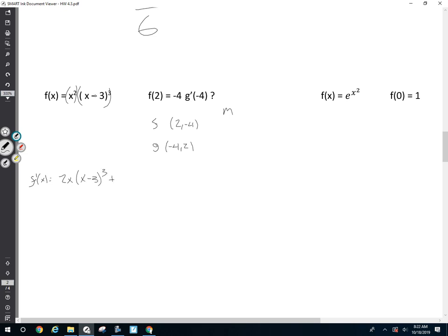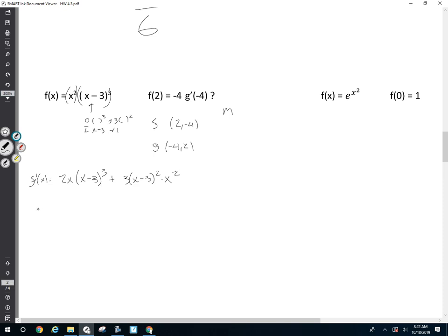plus the derivative of the second. It's an outside and an inside, but the inside derivative is just going to be 1. So I just have to worry about the outside. The derivative of the outside would be 3 times x minus 3 squared, times the derivative of the inside, which is 1, times the first, x squared.